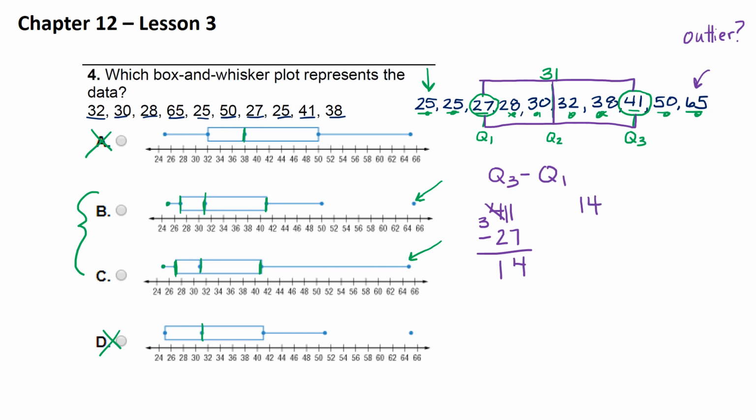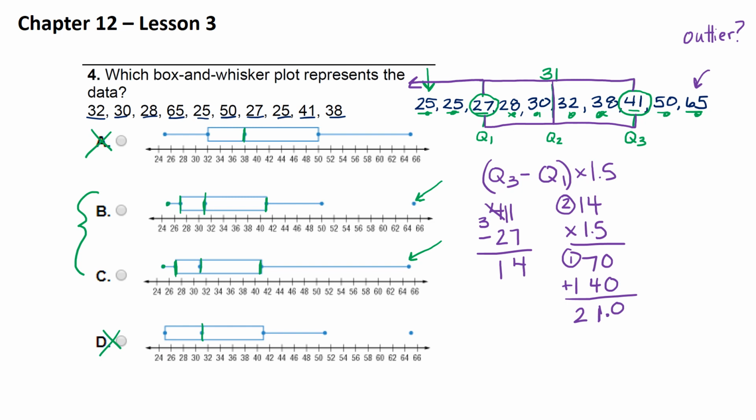Now I'm going to multiply 14 times 1.5. So we multiply that times 1.5. 20, 7, 0, 14, 0, 2. So it's 21. So now I would subtract 21. So 27 subtract 21 is 6.